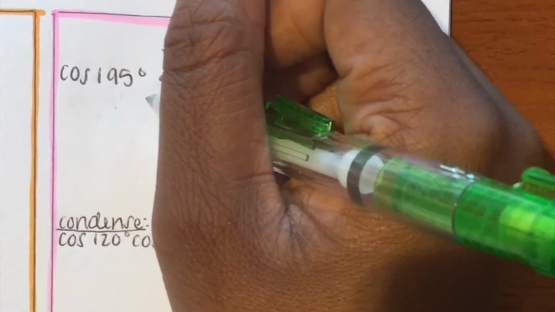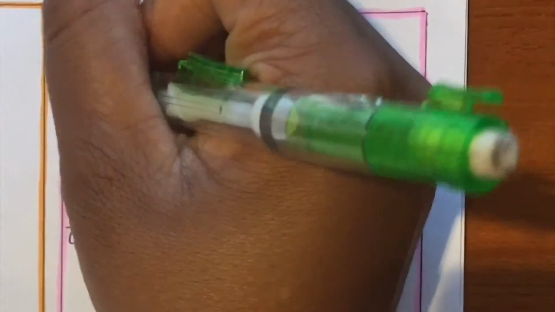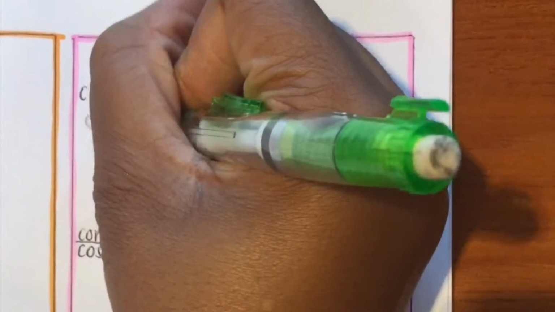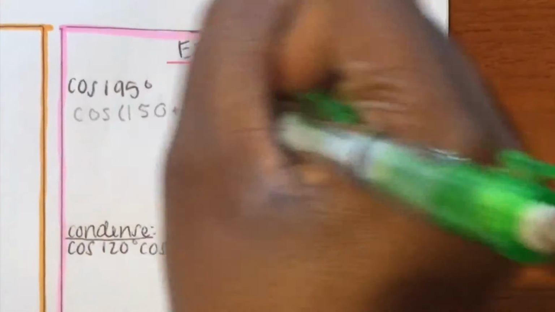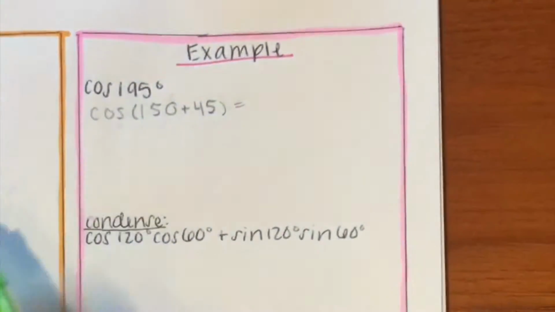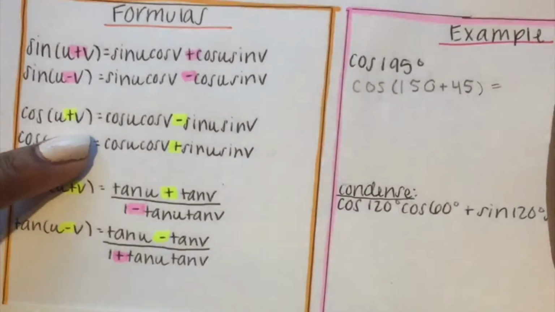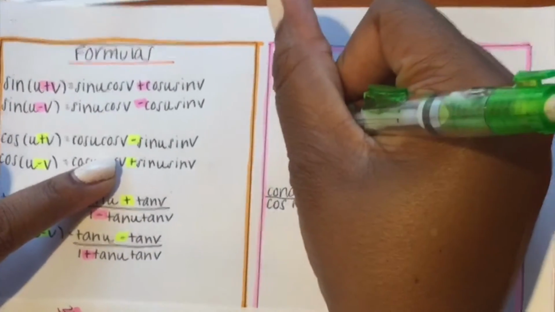Okay guys, so for this first example, we need to take cosine of 195 and break it up into two things that are on the unit circle to use our formula here. So we're going to do cosine of 150 plus 45, because 150 plus 45 equals 195. And you can see that that's this formula here. And now we are just going to take and plug this into the formula.